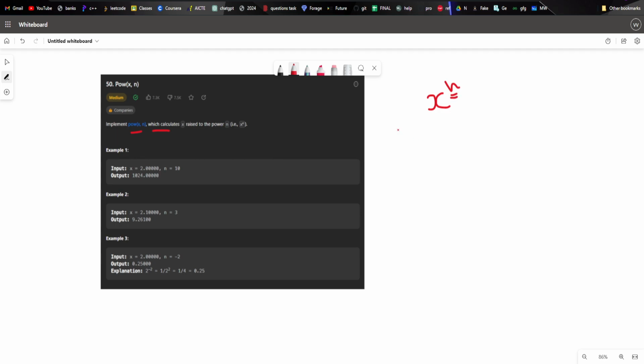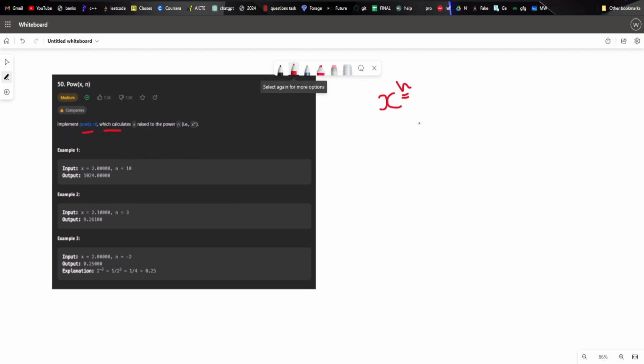What we are actually going to do is, we have two options. Either our n is odd or our n is even. These are the two things that we need to know. So if it is odd, what are we going to do, and if it is even, what are we going to do.